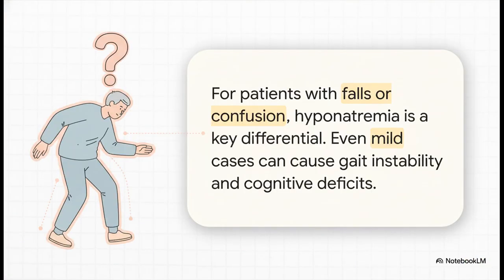This is an absolutely critical pearl. What a lot of people miss is that even chronic, kind of mild hyponatremia can cause these subtle but really significant problems, like an unsteady gait or just some cognitive slowing, which can lead directly to a fall. It's not just about those dramatically low numbers. So the rule of thumb is crystal clear. Any patient with a fall or confusion, you have to check their U&Es.